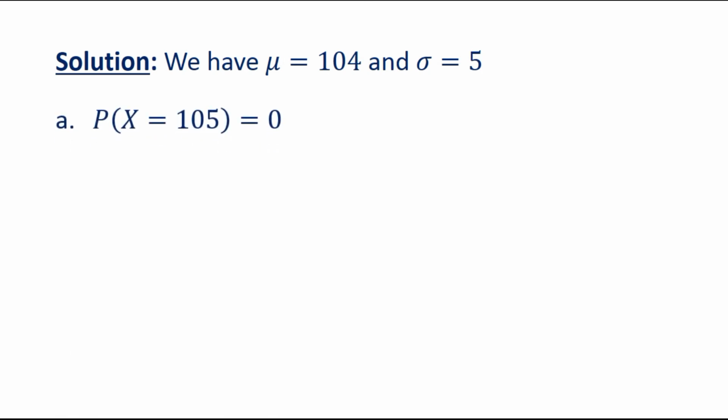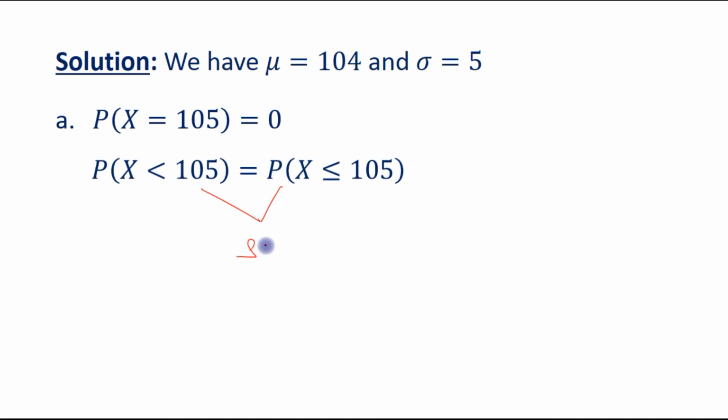So probability that chloride concentration equals 105 will be equal to 0, as normal distribution is a case of continuous distribution, and continuous distribution is defined for infinite number of points over a continuous interval. So the probability for any specific value will be 0. And because it is a case of continuous distribution, probability x less than 105 will be equal to probability that x is at most 105. So both these will give the same answer.